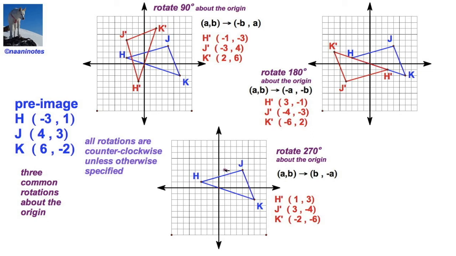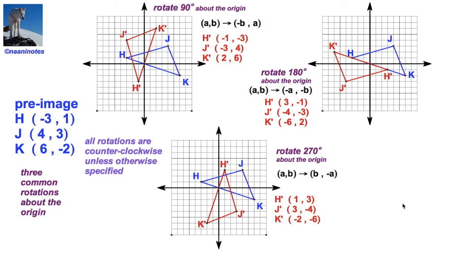(1, 3). Okay, (3, negative 4). Hope I don't make a mistake. And then (negative 2, negative 6) down there. Oh, that looks pretty good. So if we do that and give it a spin, there we go. That is our 270-degree rotation.